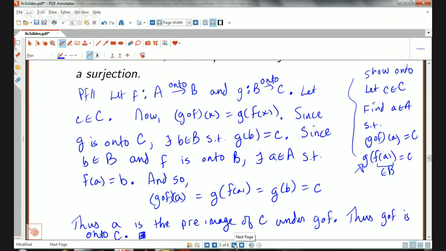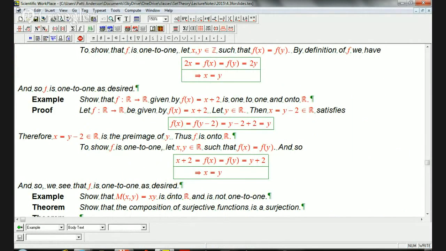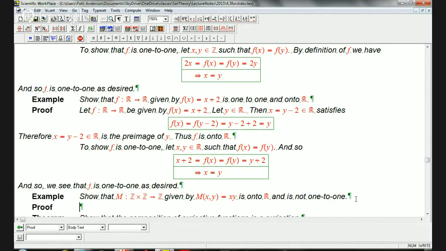And we need to write down what this goes from. It's going to take the integers cross the integers to the integers. So which one do we want to do first, onto or not one-to-one?